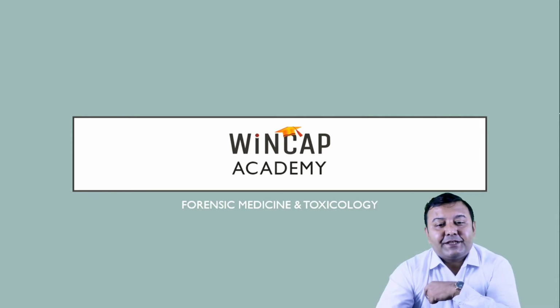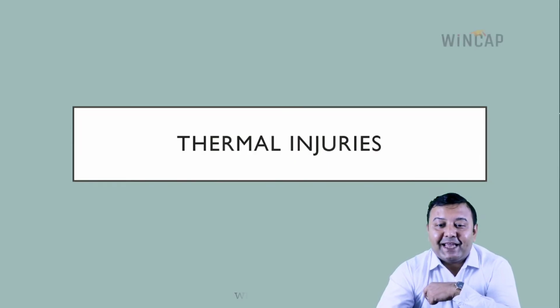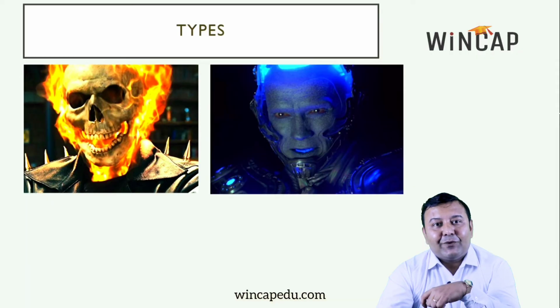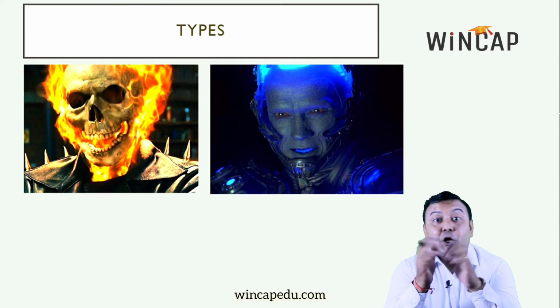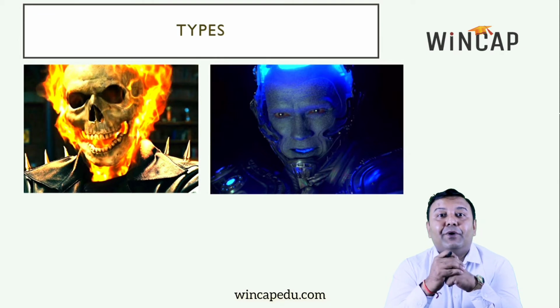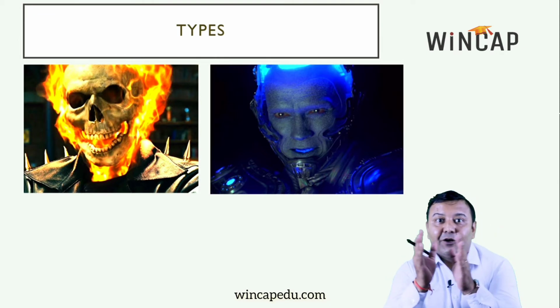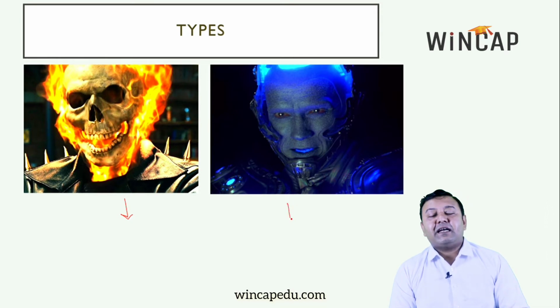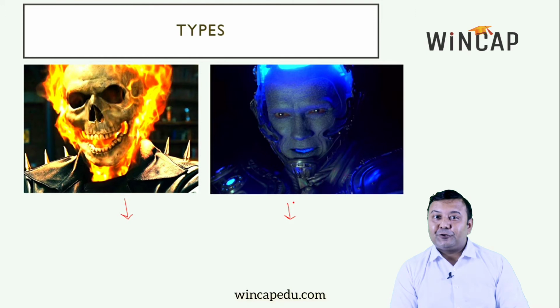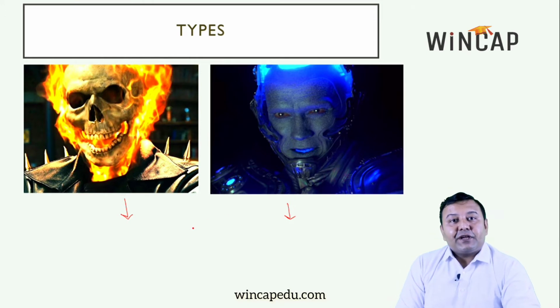Now, in forensic medicine and toxicology, the next sample that we're going to be doing today is thermal injuries. Now, what exactly are thermal injuries? Thermal injuries are any injuries which are caused due to the application of heat or cold to the tissues of the body. Yes, it is either heat or it is cold. So it can be a very hot-headed case like that of Mr. Ghost Rider, or it can be the cold touch of Mr. Freeze, Arnold Schwarzenegger. Now both these scenarios can cause injuries which are known as thermal injuries.